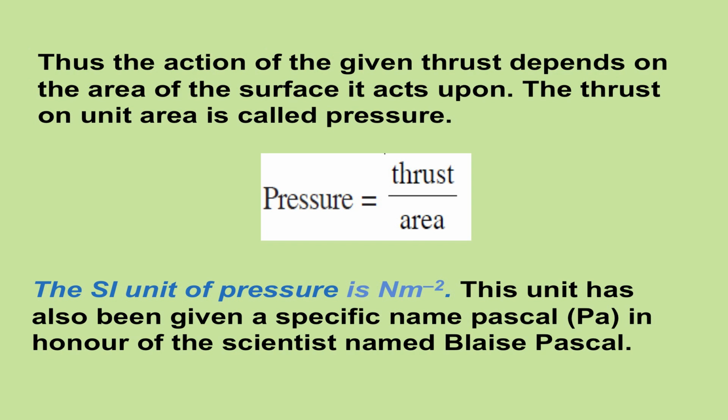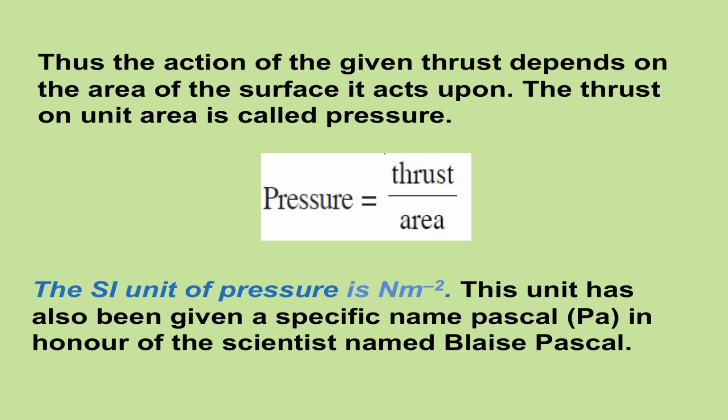Thus, the action of the given thrust depends on the area of the surface it acts upon. The smaller the area on which the force acts, the more evident is the result of its action. The thrust on a unit area is called pressure. Thus, pressure is equal to thrust divided by area.